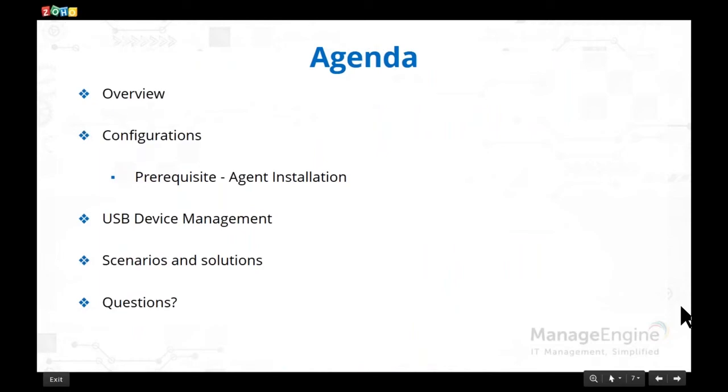Today we're going to see how Desktop Central is configured in terms of installing the agent to manage the machines on LAN, WAN, and for roaming users, followed by certain use cases like USB device management and real-time scenarios at an enterprise level and how they could be solved, followed by the commonly asked questions from customers.